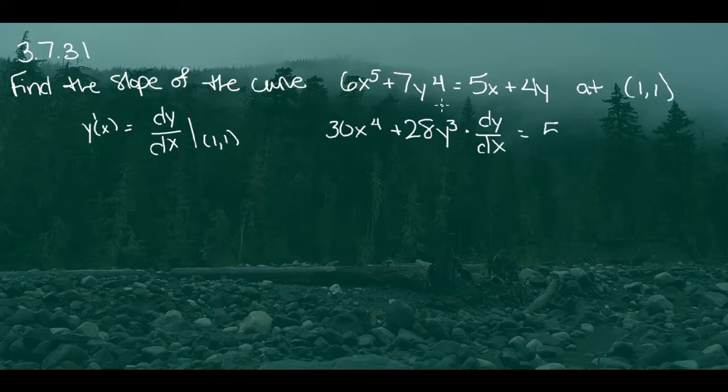And then on the right, what do I get? Well, this is just going to become 5. And then again, I have to apply the chain rule. So 4 times dy/dx.